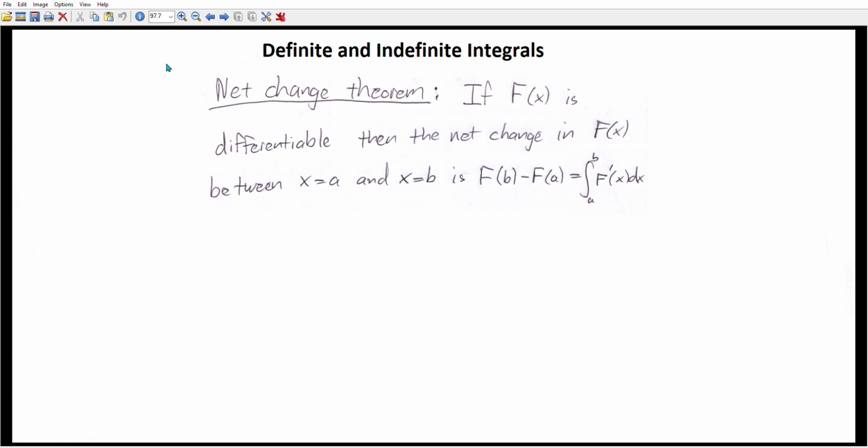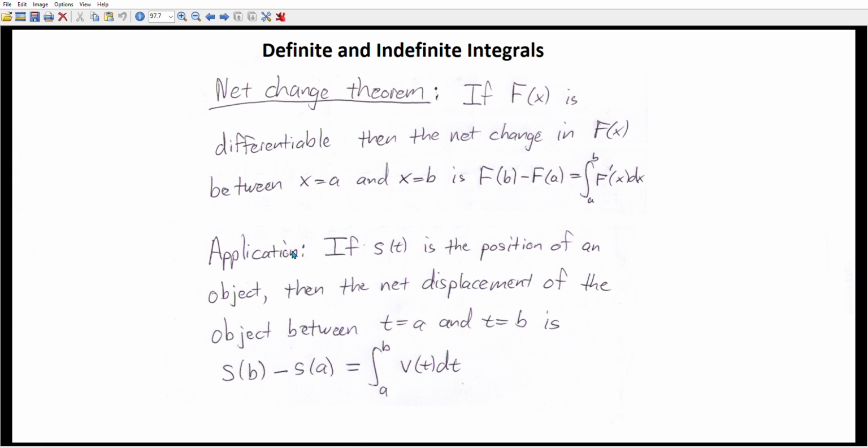Next, we want to talk a little bit about the so-called net change theorem. And what it says, if you have a function that's differentiable, then the net change in the value of f of x between x of a and x of b is f of b minus f of a, which is sort of definitional, but because of the fundamental theorem, that's just the integral from a to b of f prime of x dx. So what that's saying now is that if you want to find out how much a function changes between 2 points, integrate its derivative between those same 2 points.